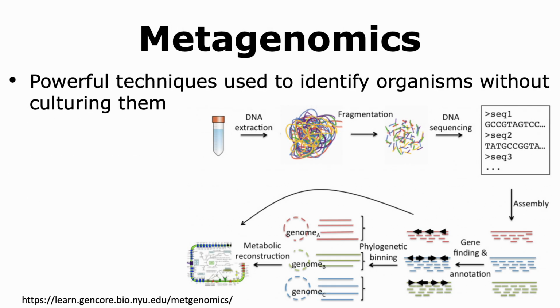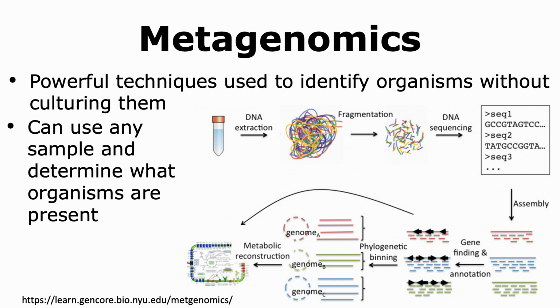Metagenomics is a very powerful technique that is being used to identify organisms without any need of growing or culturing them. Thus, we can use any sample and determine what types of organisms are present in there. The technique involves obtaining a sample and extracting the DNA. The DNA that is extracted includes the DNA of all organisms that are present in the sample. And so, if we had archaea present in there, their DNA would also be extracted.